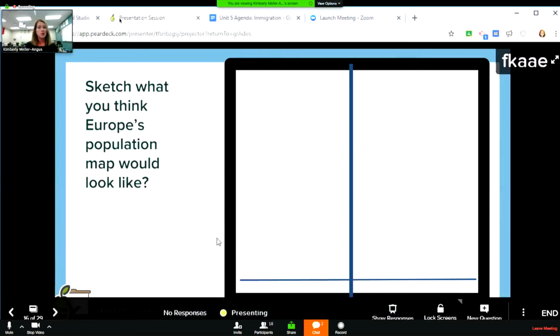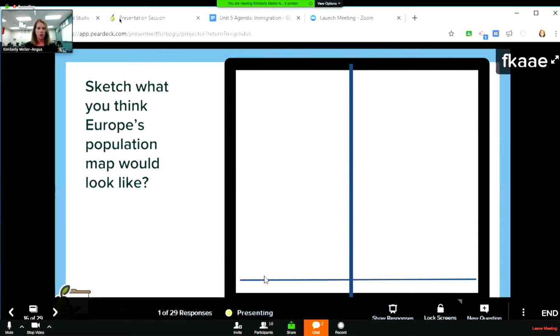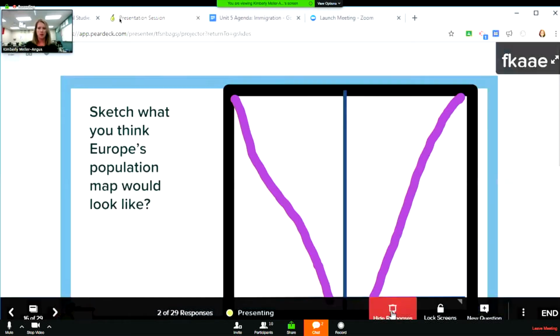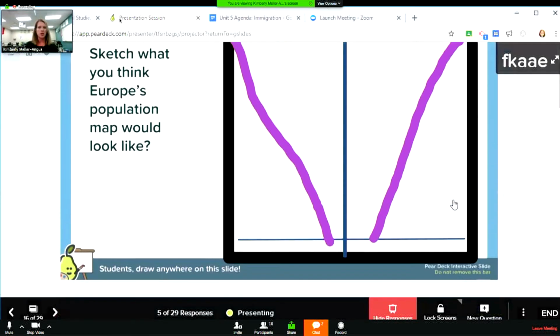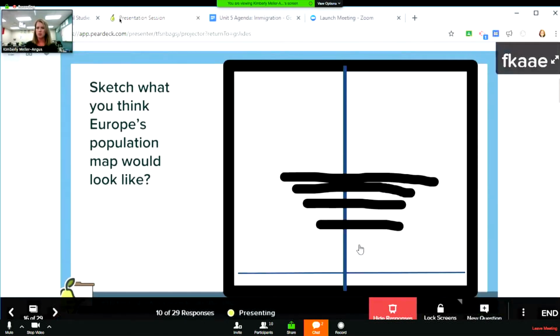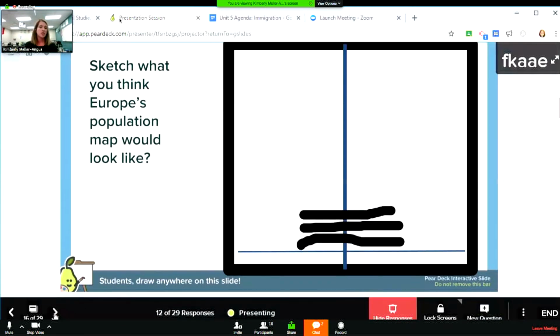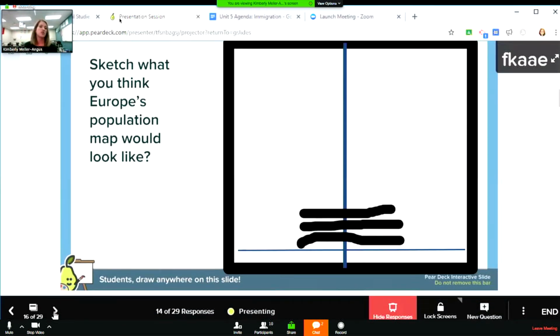Sketch what you think the Europe's population map would look like. So we read an article and they had to decide, was it heavy on top? Was it small on the bottom? And they sketched out one as well. We got a few people, very good. This person is knowing their Europe population. This person's making a very good population map as well. So you can kind of gauge and project that so the students can see.